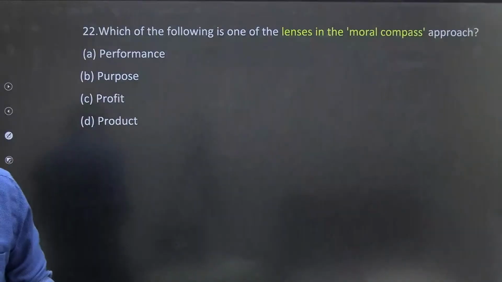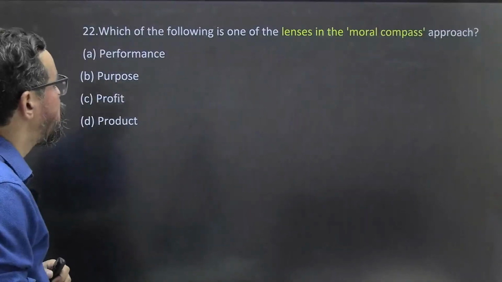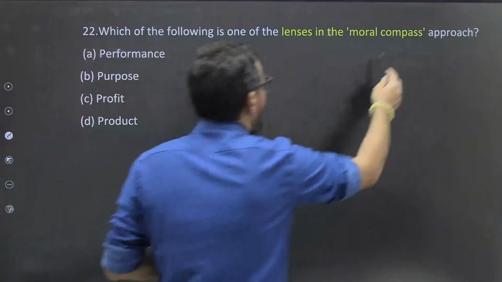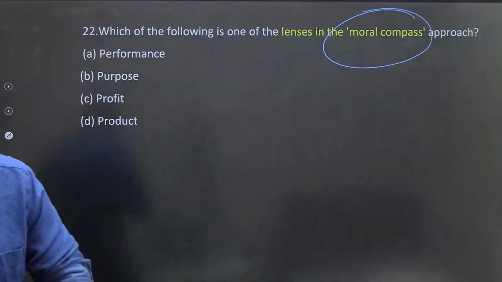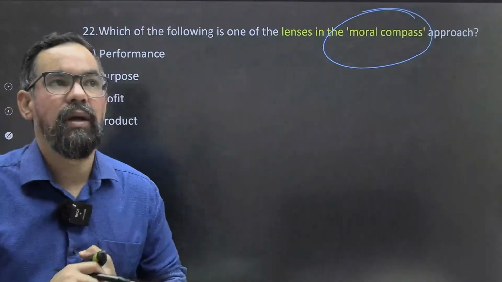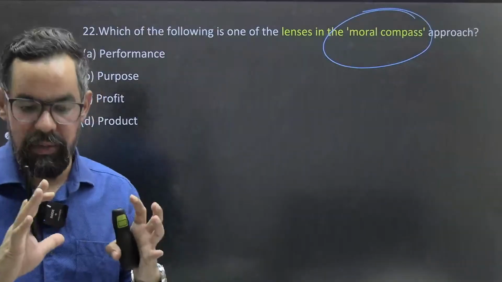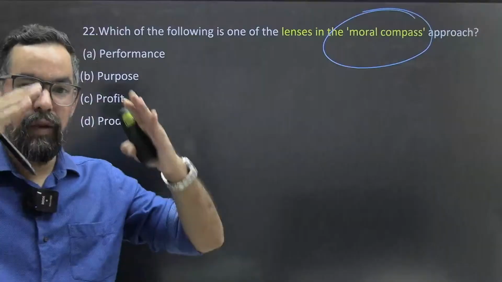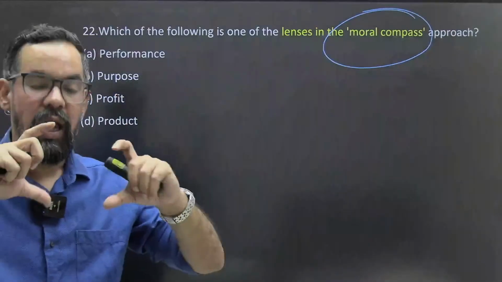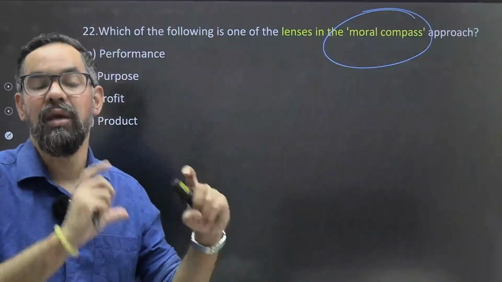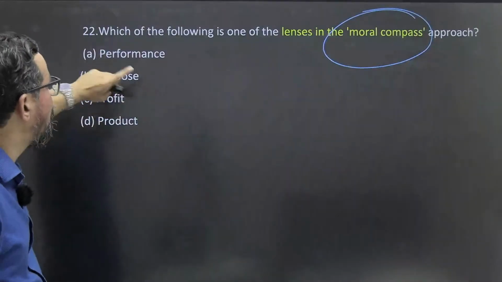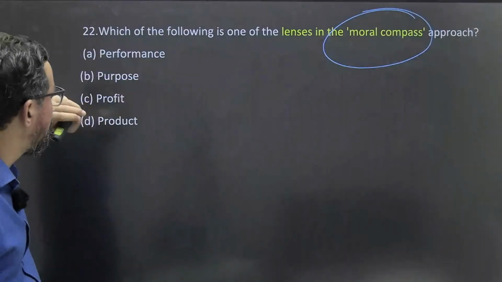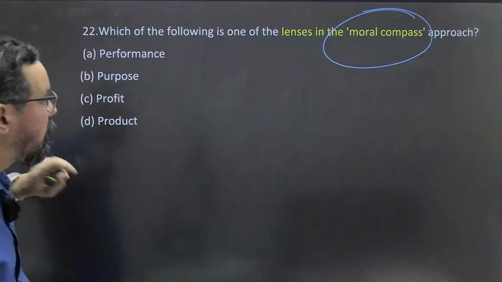Chalo, next one guys. Which of the following is one of the lenses in the moral compass? If you study ethics and how we should make ethical decisions, there is one theorist, Lynn Payne or something, as far as I can recall. He provided 4 lenses for how we should study ethical decision making in any situation. So now the question is which of the following is one of the lenses of the moral compass approach.